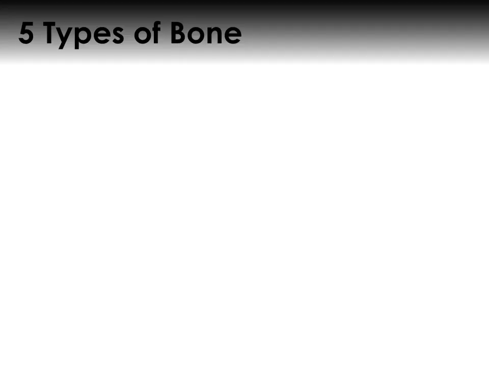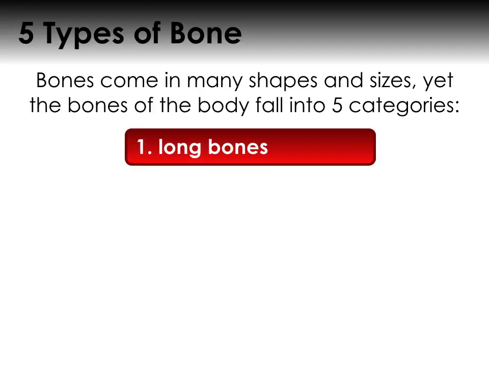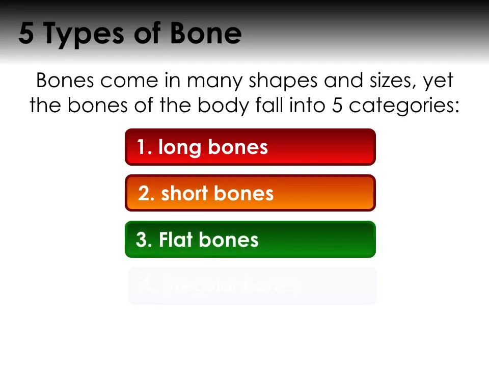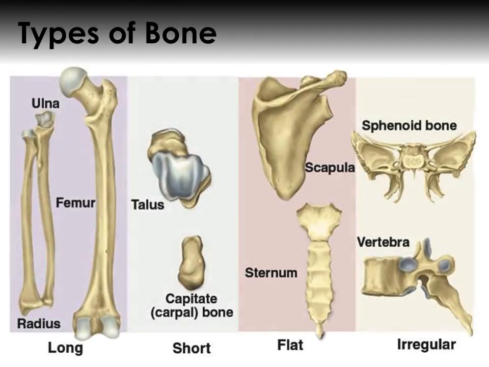There are 5 main types of bones. They come in lots of different shapes and sizes, and the categories are based on their shape. You have long bones, and I'm going to go through each one of these. Short bones, flat bones, and irregular bones. Finally, the last one is the sesamoid bones.